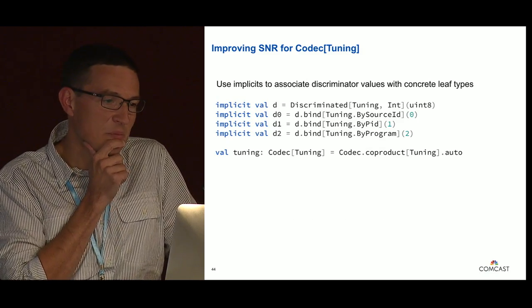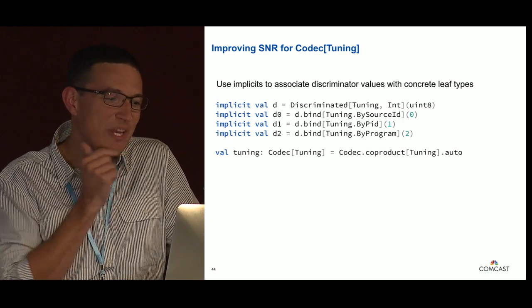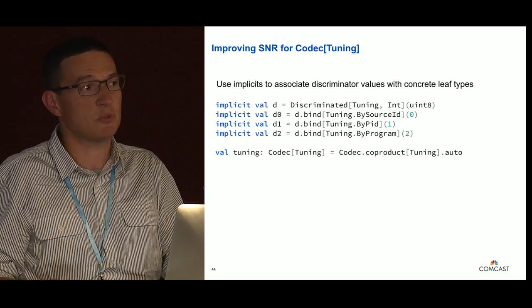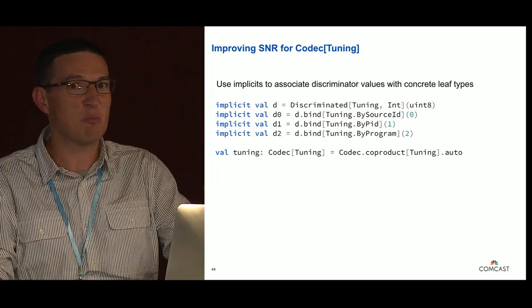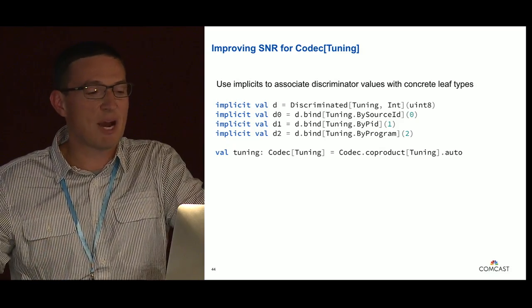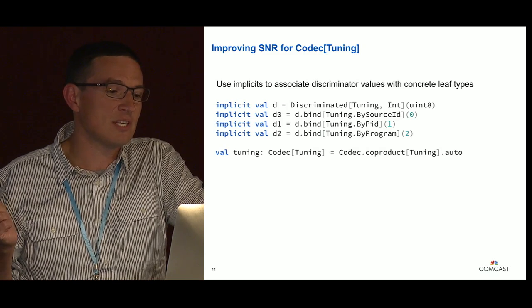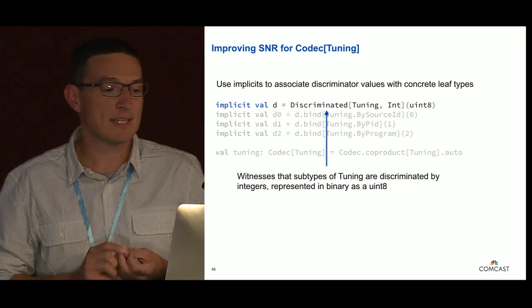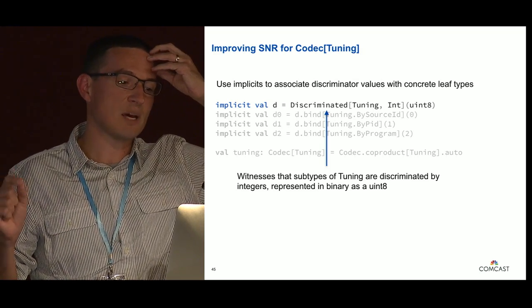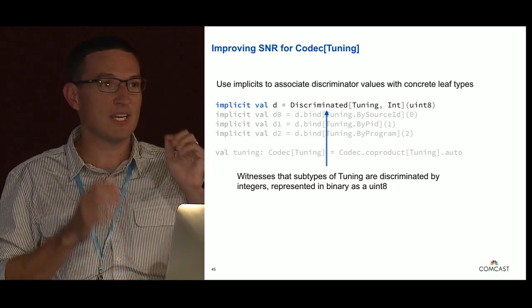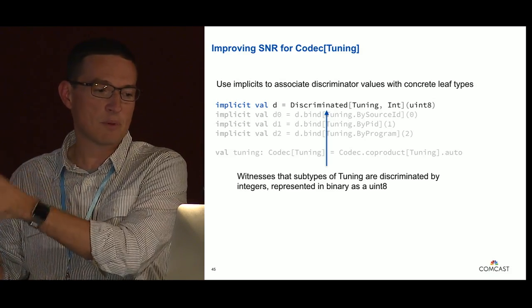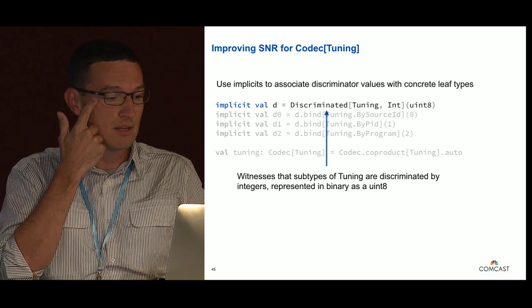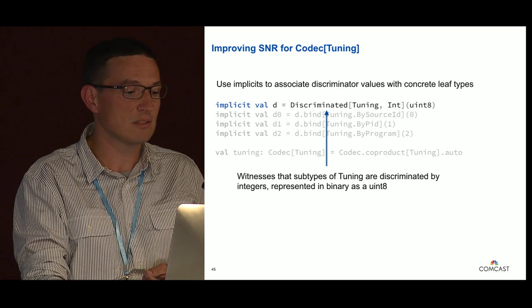For my last topic, and then I promise I'll cede the floor to Miles, we can change this a little bit. The notion is if we want to play games with implicit scope, and this is completely optional for the record, we can actually ask the compiler to do all this work for us. We're going to define an implicit val of type discriminated. And we're going to say that the canonical way to discriminate subtypes of tuning from one another in binary is via a type int, and in binary we'll represent that int as an unsigned 8-bit integer. So we're providing a codec here to the constructor of discriminated. So this implicit val d has type discriminated tuning int.